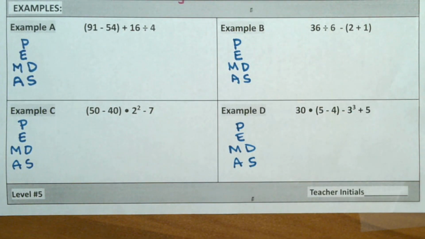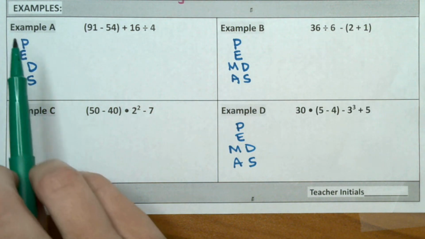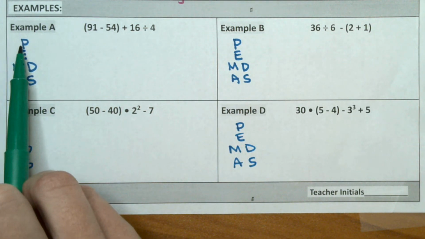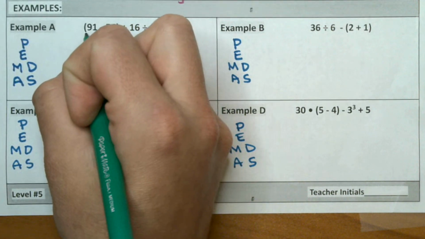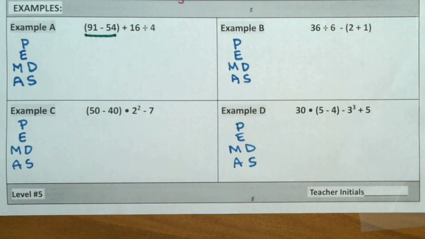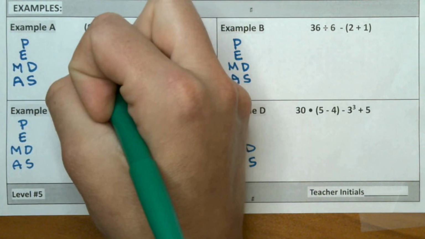Great. Now let's take a look at example A. Order of operations is all about staying organized. We're going to underline the step we're doing, write the answer beneath it, and then bring down everything else. So in example A, the first thing I'm looking for is parentheses. I see that we do have parentheses, so I'm going to underline. I'm going to write my answer beneath what I underlined. 91 minus 54 is 37.